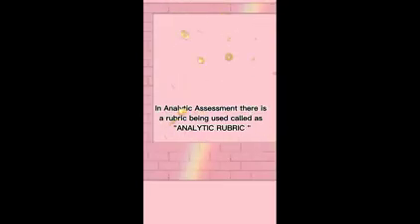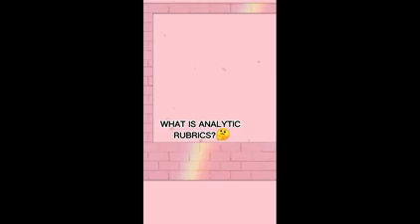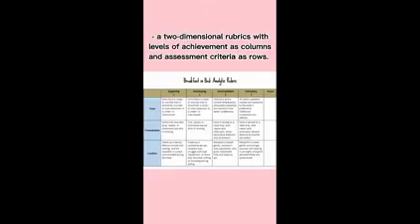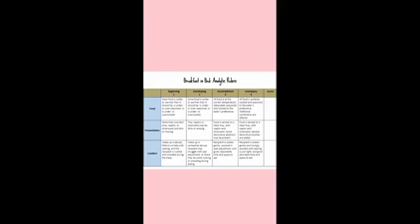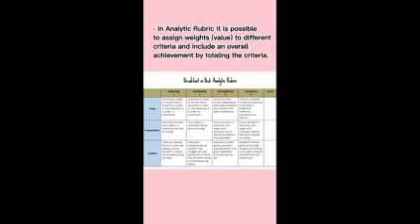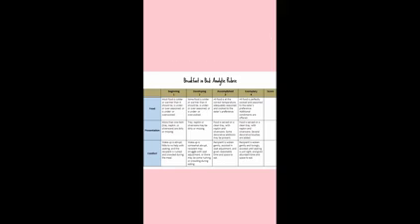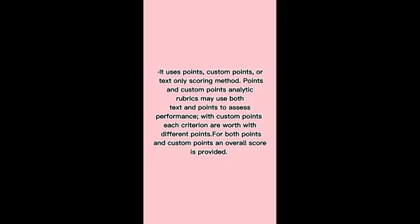Now in analytic assessment, there comes a rubric being used called the analytic rubric. What is an analytic rubric? It is a two-dimensional rubric with levels of achievement as columns and assessment criteria as rows. It allows you to assess participants' achievements based on multiple criteria using a single rubric. In an analytic rubric, you can assign different weights or values to different criteria and include an overall achievement by totaling the criteria. Analytic rubrics may use a points, custom points, or text-only scoring method.